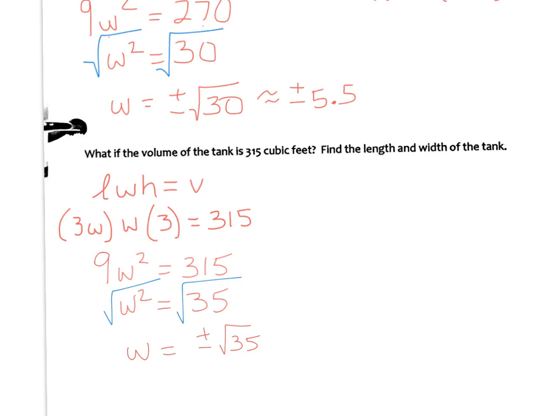Okay, the square root of 35 is approximately 5.9. So that's going to give us approximately plus or minus 5.9. Now in this story problem, the negative doesn't make sense. You can't have a negative width. So we can forget the negative. And so the width would be 5.9 feet. And the length would be 3 times that, right? Because in the picture the length is 3 times the width. And 3 times 5.9 is right about 17.7 feet.